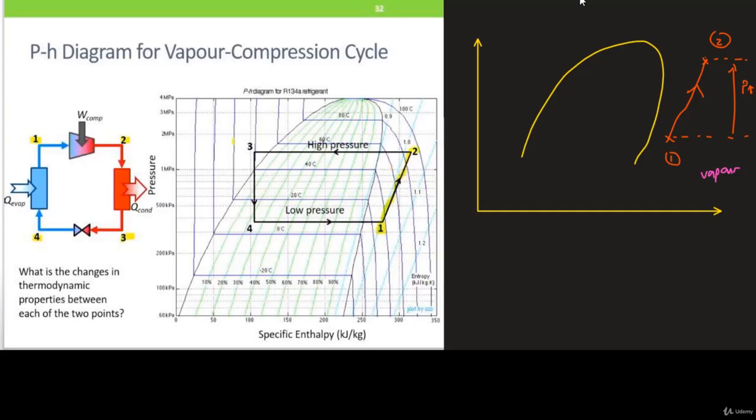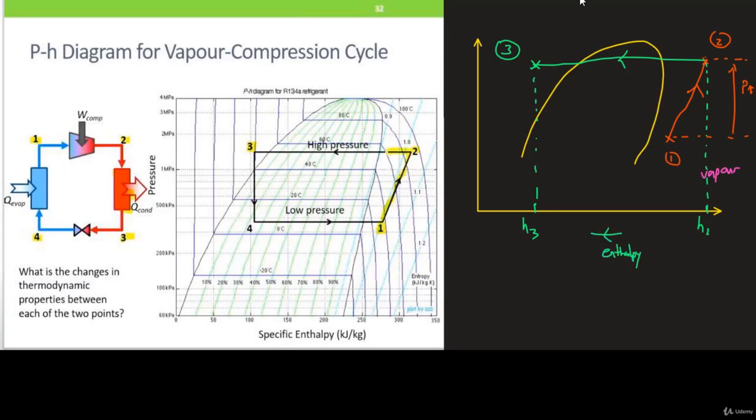So let's continue from point 2. From point 2 to point 3, we know that your refrigerant starts to lose energy because heat rejection is taking place at the condenser side. So your refrigerant loses energy, and it will start to move towards the left hand side, because when it moves left, enthalpy value will start to drop if you look at the x-axis of your diagram.